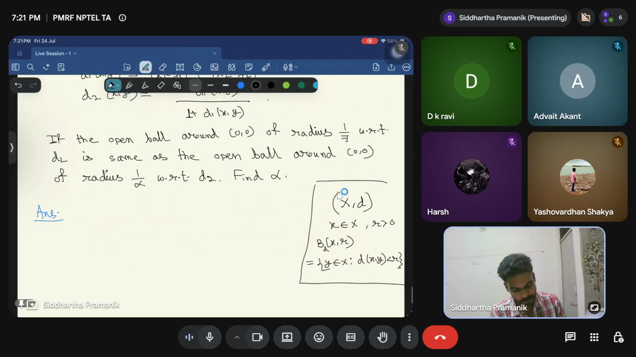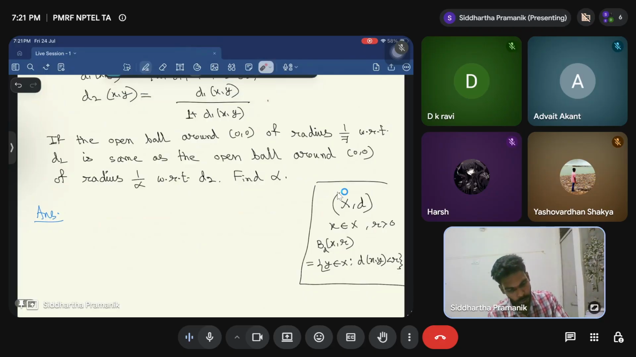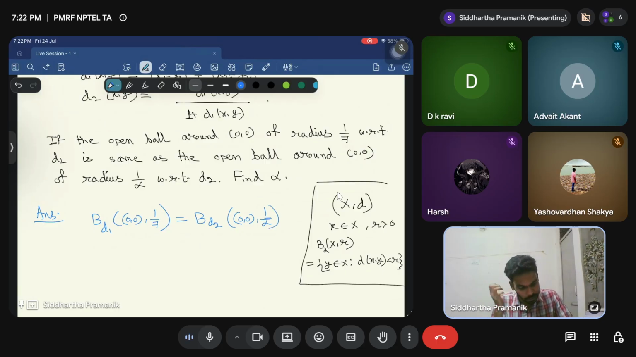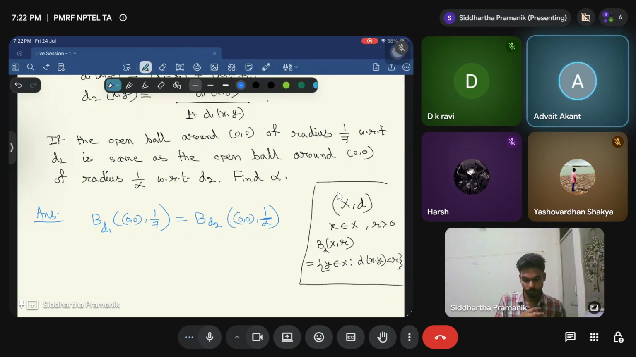So in our case, the open ball around (0, 0) of radius 1 by 7 with respect to d1 is the same as the ball with respect to d2 of (0, 0), 1 by alpha. This is given, and d1 and d2 are defined. We need to find the value of alpha. Can you see? Sir, alpha is equal to 8. But how?